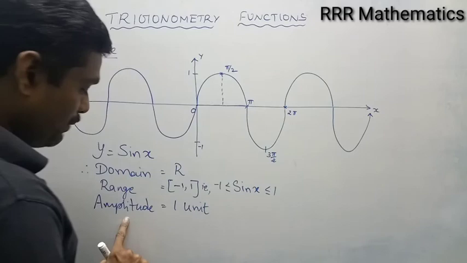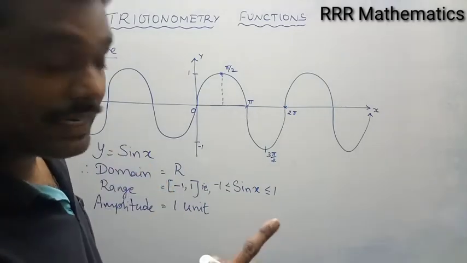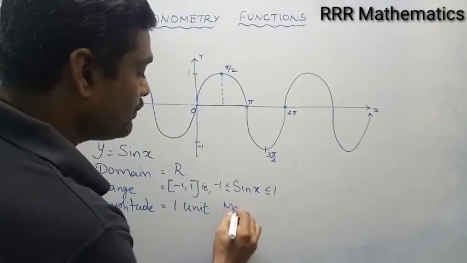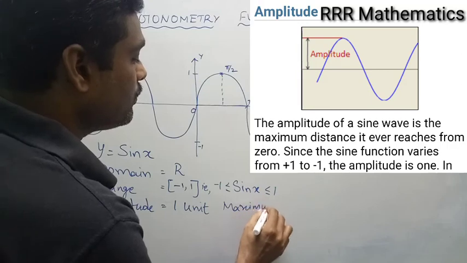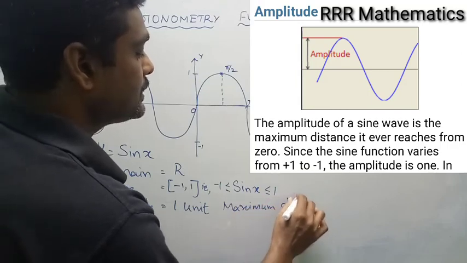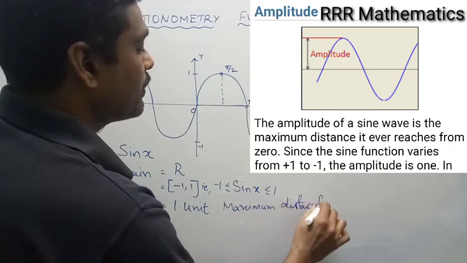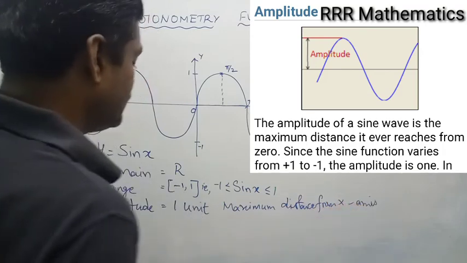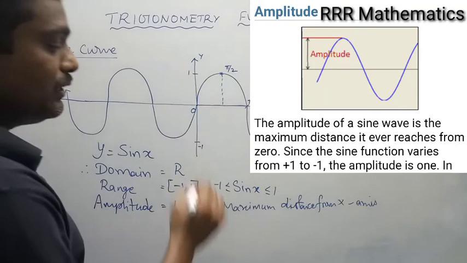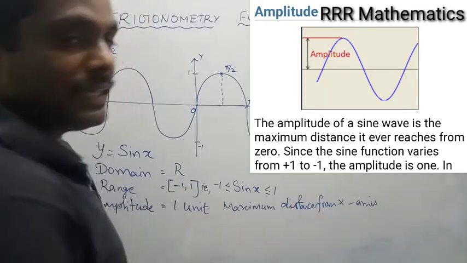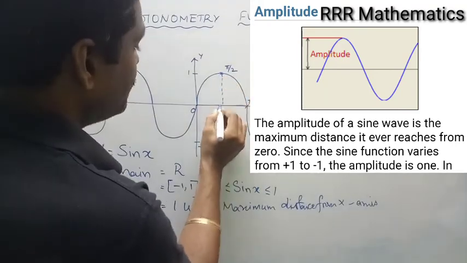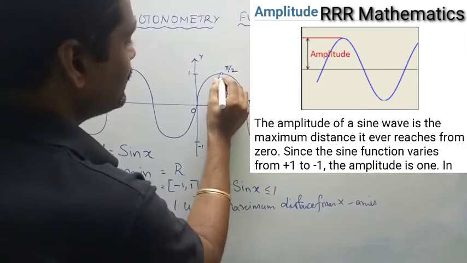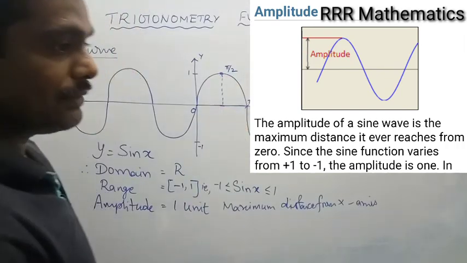So amplitude is nothing but the maximum height, the maximum distance from the x-axis. Got it? So amplitude is 1 unit, the maximum distance from the x-axis. This is the maximum distance. This is the x-axis, and the maximum distance is 1 unit.